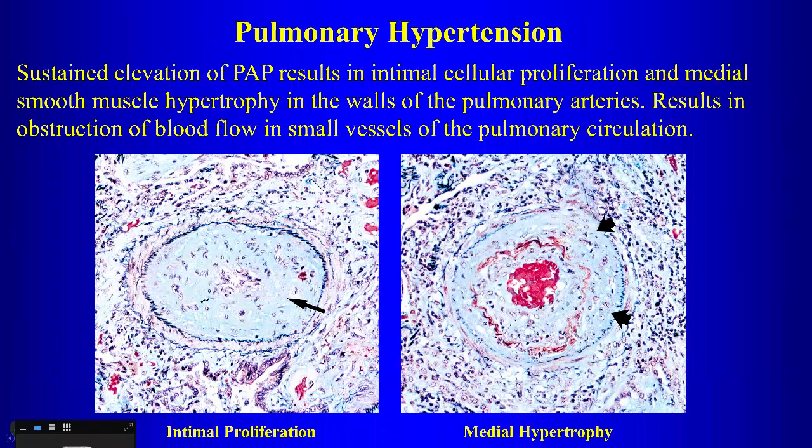The problem with pulmonary hypertension is once the pressure starts to go up, then you get intimal cell proliferation, medial smooth muscle hypertrophy in the walls of the pulmonary vasculature. So that intimal proliferation and the hypertrophy of the muscles means it starts to elevate the pulmonary vascular resistance, and that further increases the pulmonary hypertension. And then you get into this vicious cycle where it can progressively get worse.